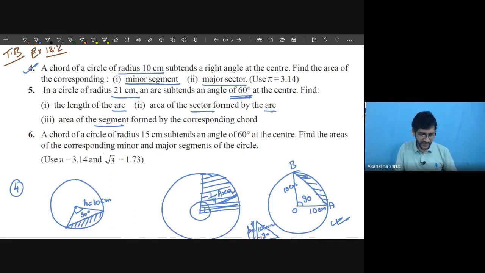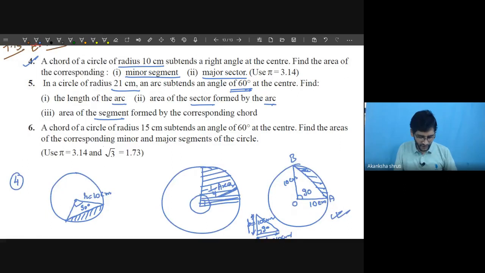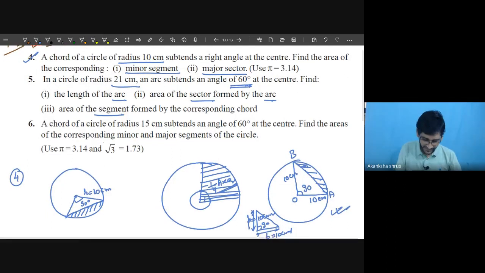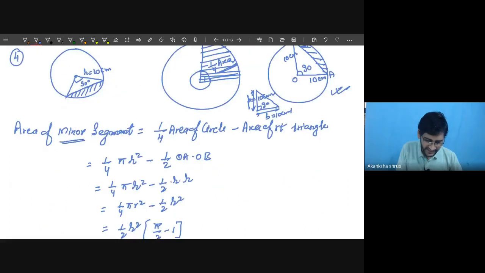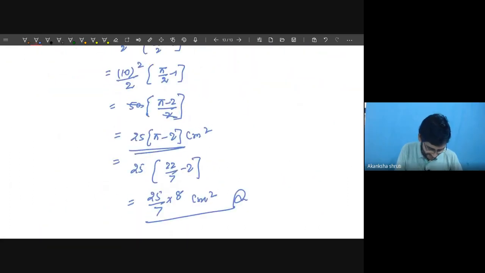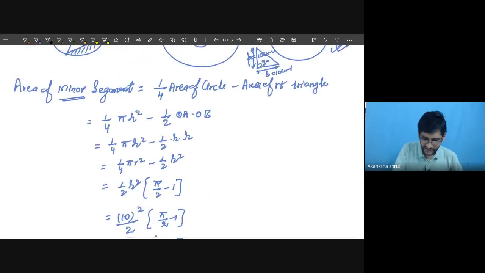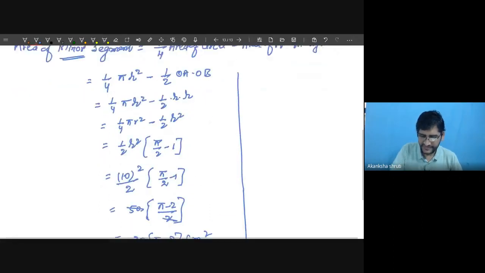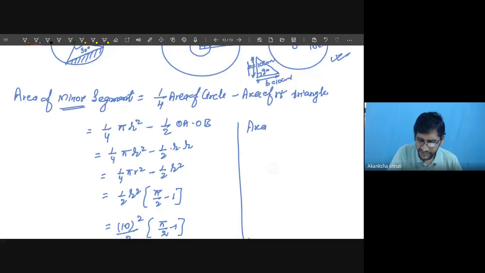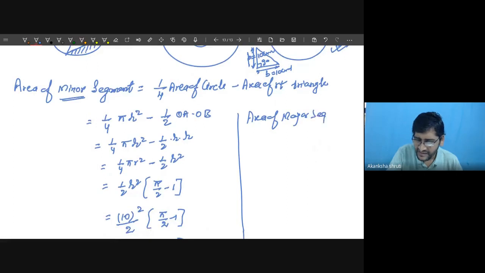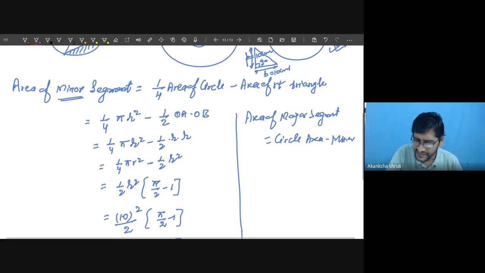Students, coming back to this question number 4 or even 5, it may be included. Here we have calculated this minor segment. But what about the major segment? I'm writing here. Area of major segment is equal to circle area minus area of minor segment.